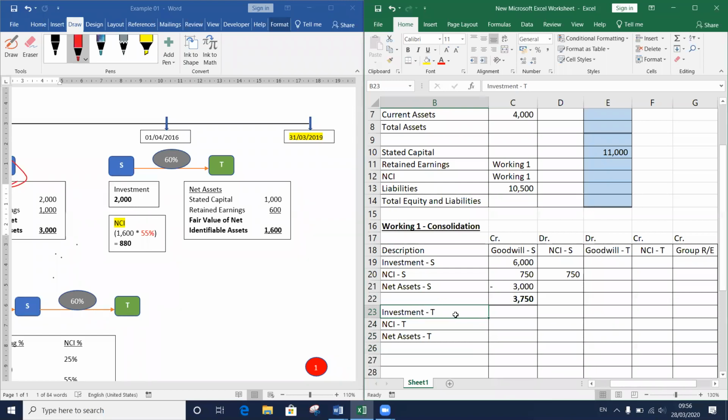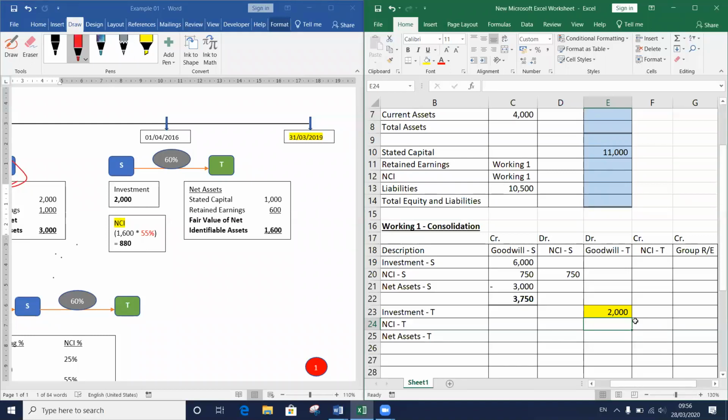Right. Investment of T. What should be the amount here? What should be the amount here? 2000. Is it 2000? Is what I put here correct? From which company's accounts do I know this? From company S? From company P?